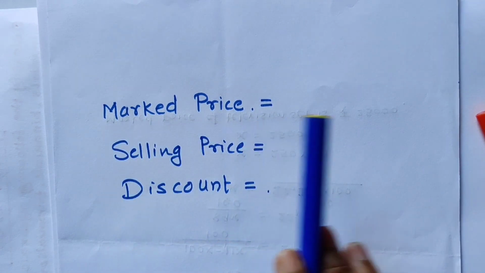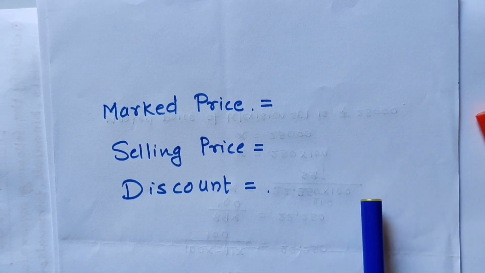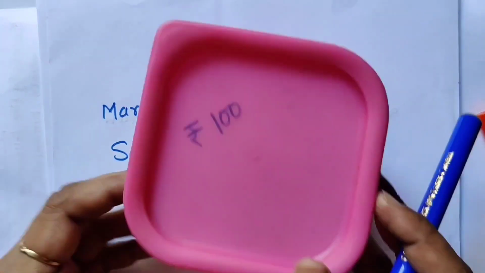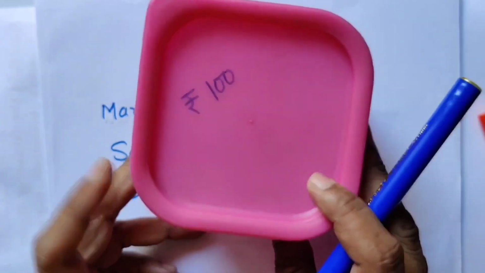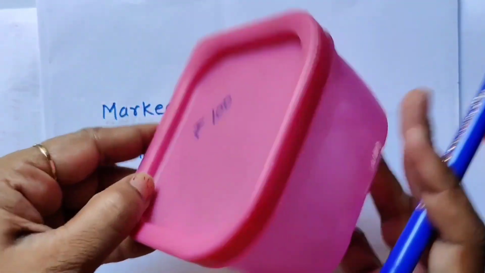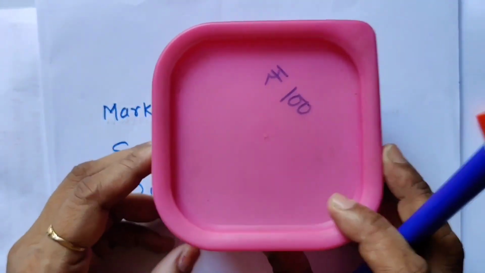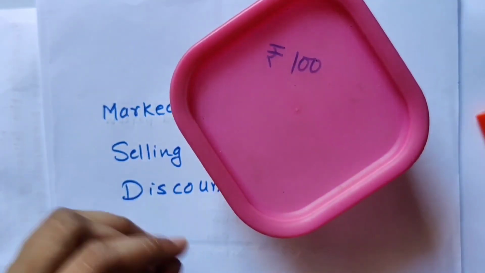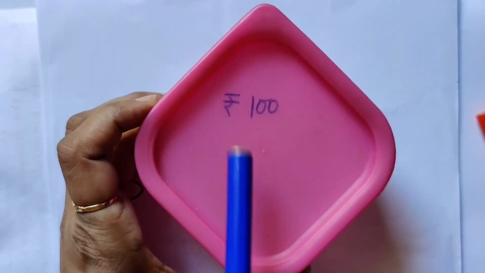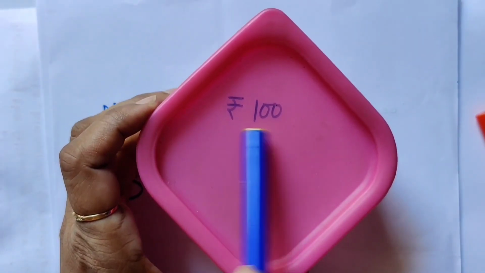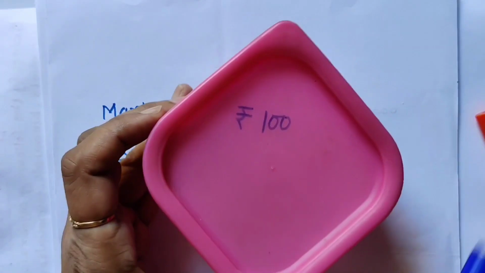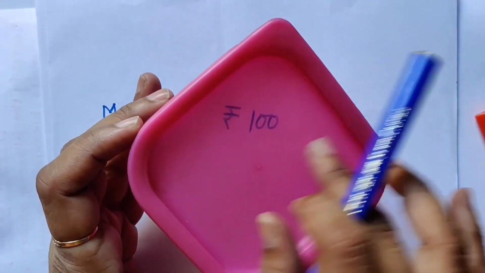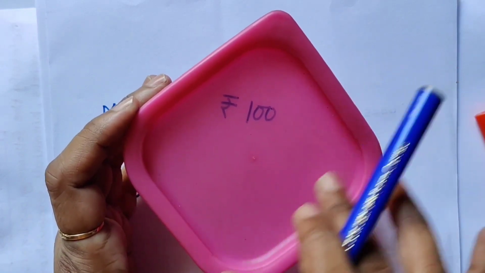So what do you mean by marked price? Marked price is the printed price on that particular commodity. For example, this is a small box, any box which we get from the shop, and on this box, as you all can see, rupees 100 is written over there. That means this rupees 100 is its printed price. It is printed on this, and sometimes you can see that the barcode tag is stuck on that particular commodity.